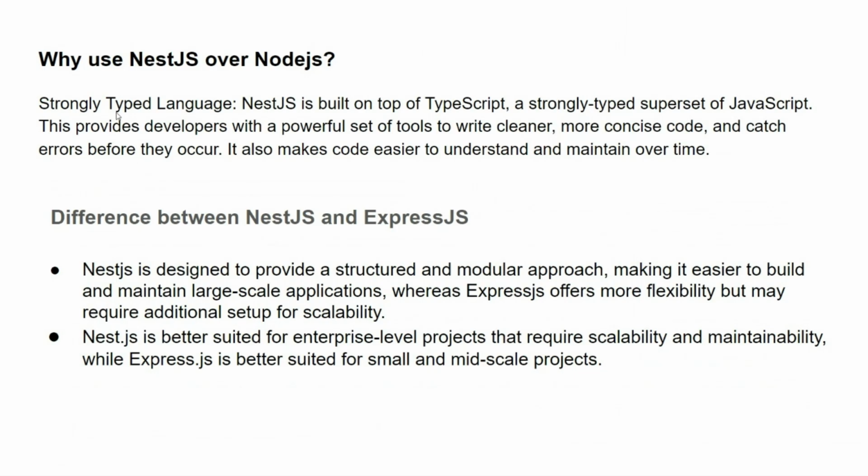Basically, in TypeScript, we declare every data type, every single thing's data type. We have to specify the data type of everything. This is the major difference of TypeScript over JavaScript. This provides developers with a powerful set of tools to write cleaner, more concise code and catch errors before they occur. Catching errors before they occur means we use our code in a try-catch block. Basically there are three types of blocks: try, catch, and finally. If any error comes, we can catch it in the catch block. It also makes code easier to understand and maintain over time because it is a modular architecture.